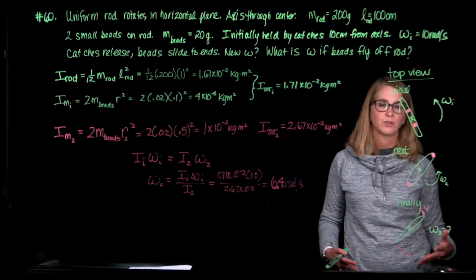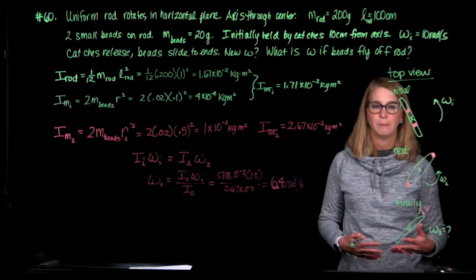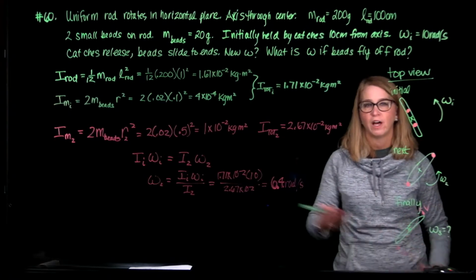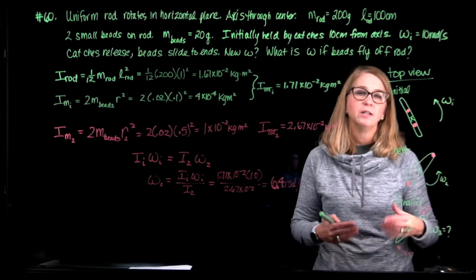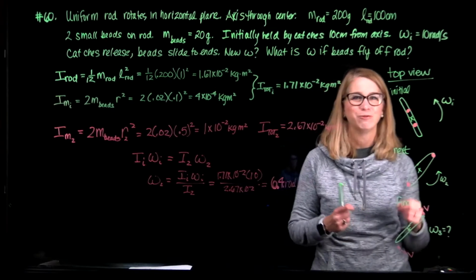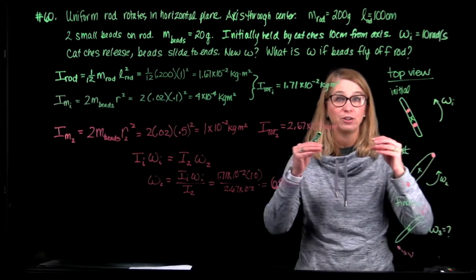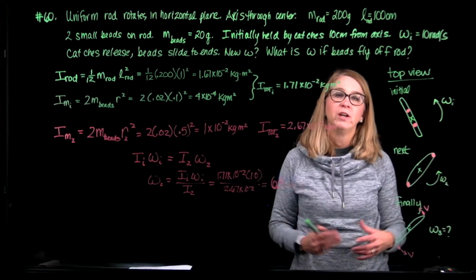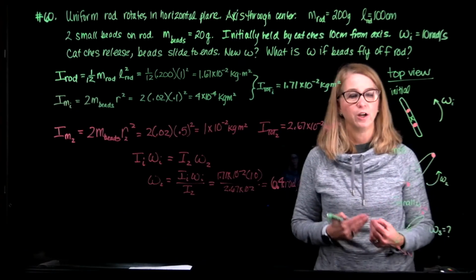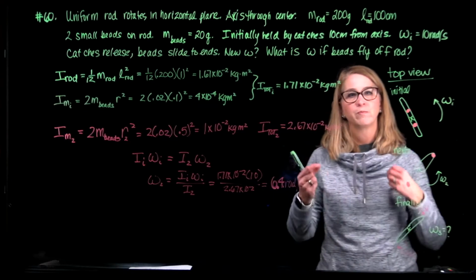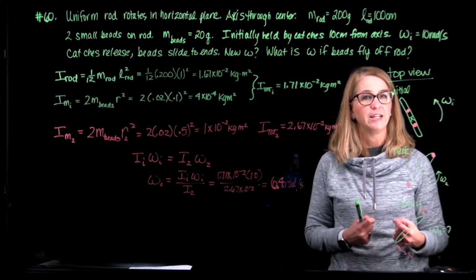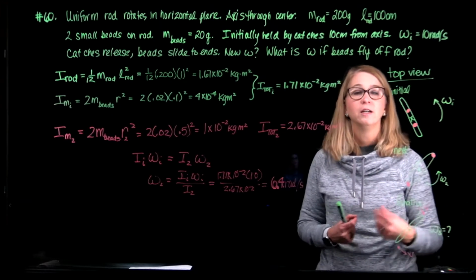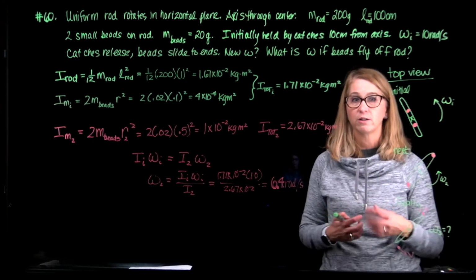And then we're going to ask ourselves, what is going to happen when the beads fly off of the ends of the rods? Now, initially, if we hadn't been trained in physics, we might imagine them just flying out like this. But we know better, because we know that at the instant that they were disconnected from the rod, they were moving with a velocity tangent to the circular path that they were in at the end of the rod.